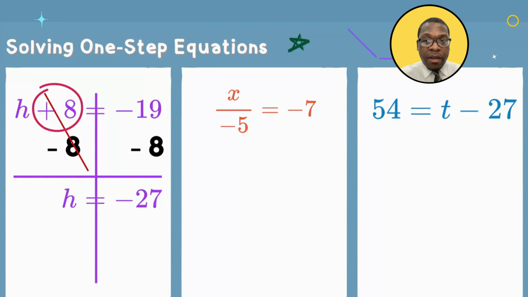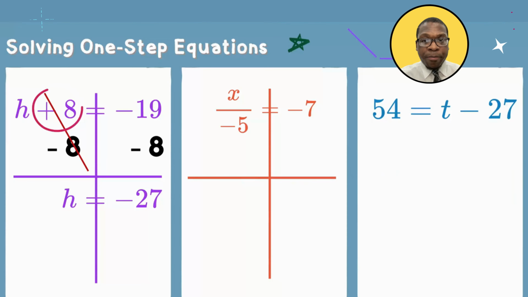x over negative 5 equals negative 7. Well, let's make our scales. Now, we need to identify what operation we see. When I look at x over negative 5, I know that's a fraction, and I know a fraction means division. Well, if a fraction means division, that means the opposite operation would have to be multiplication. Well, what is the opposite of dividing by negative 5?